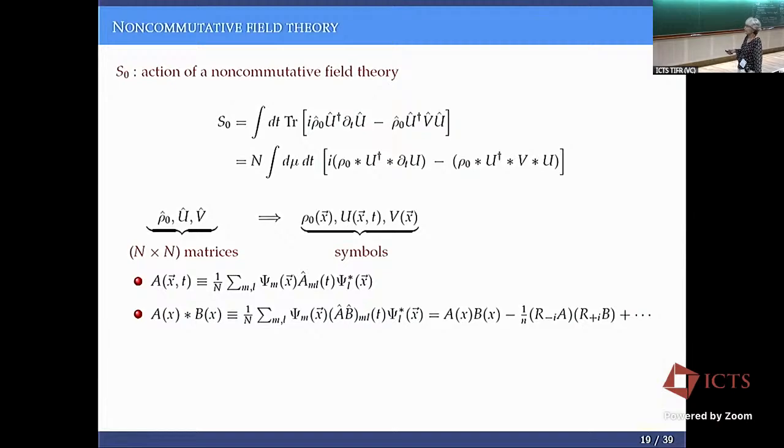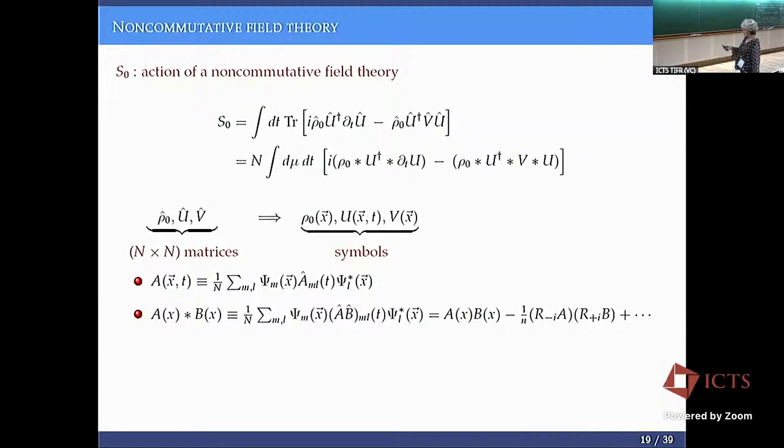Then what is here is the so-called star product. How do we define the star product? Well, if we take the symbol of a product of two matrices, this is an infinite expansion in derivatives. The first term is just AB, the product of two functions. But then the next term is 1 over n times the anti-holomorphic derivative on A and the holomorphic derivative on B, and so on. So this is an infinite series of higher derivatives. That's the star product, and the star product is not commutative.